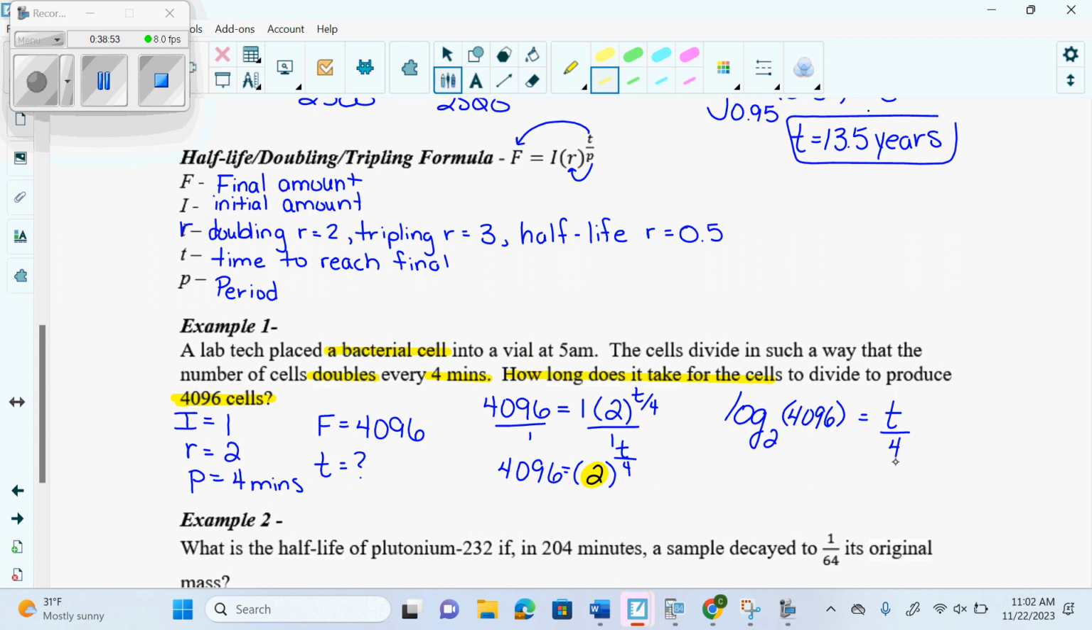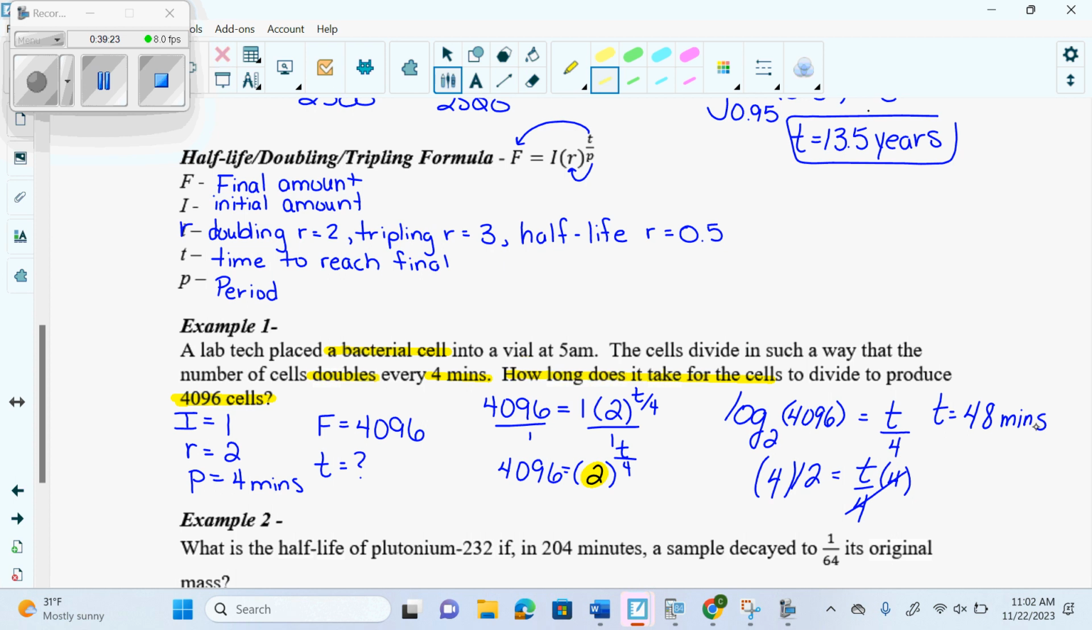So 2 to what power is 4,096? 12. So when you type log base 2 of 4,096 in your calculator, that's why you get 12. Because 2 to the 12 is 4,096. So I get 12 equals T over 4. And if I write it like this, there's a much bigger chance that people will realize they need to multiply by 4. So I get T equals 48 what? Minutes, because T and P have to be in the same units.